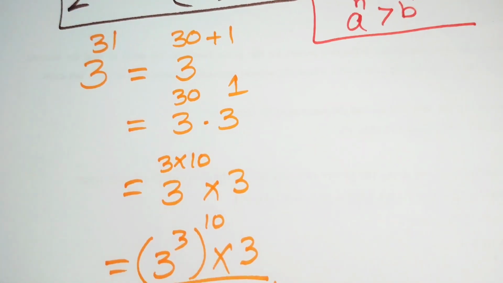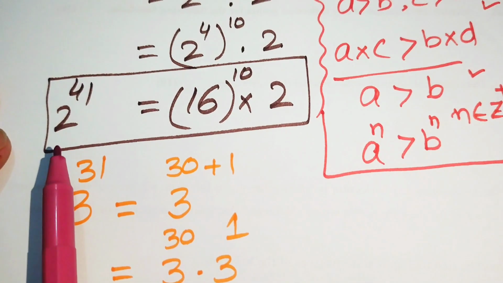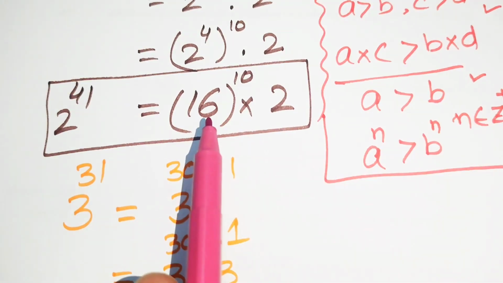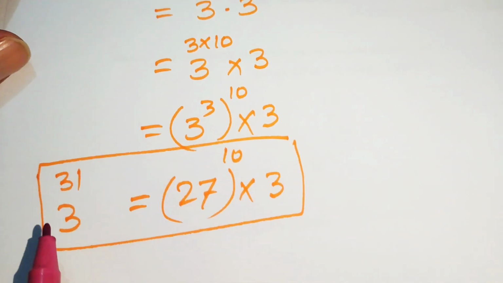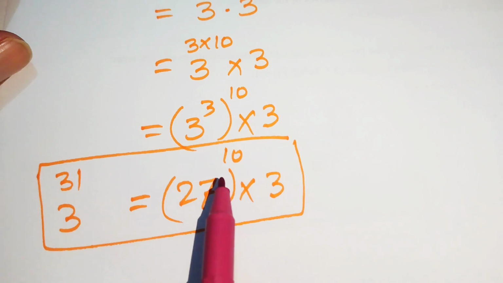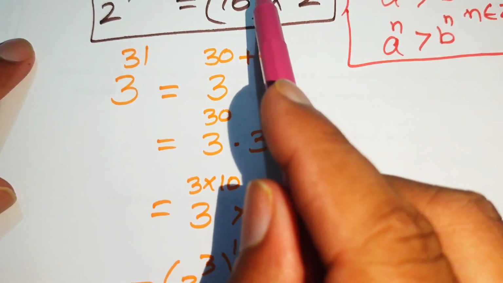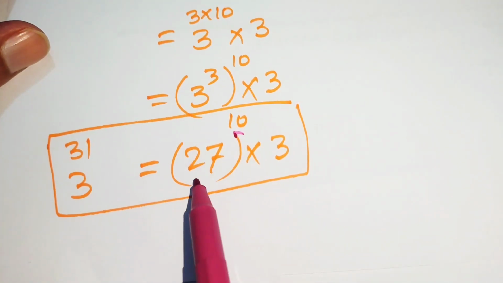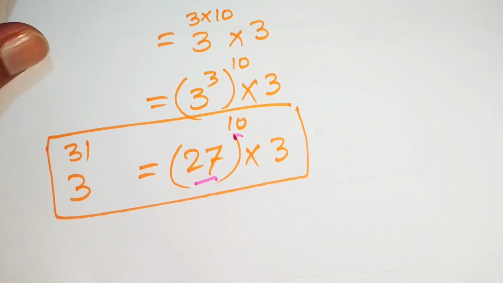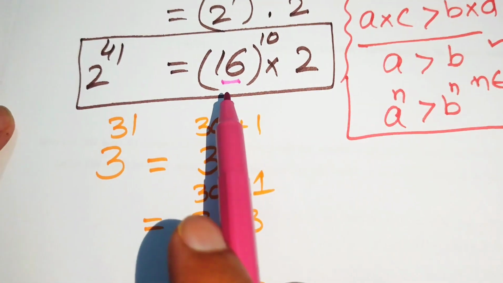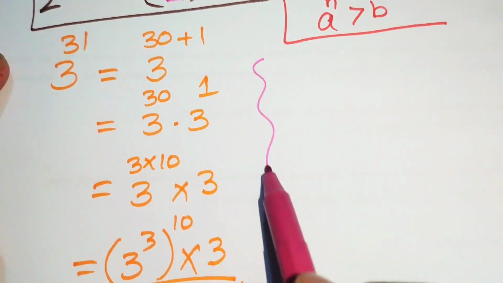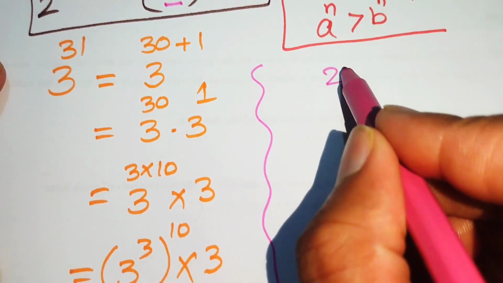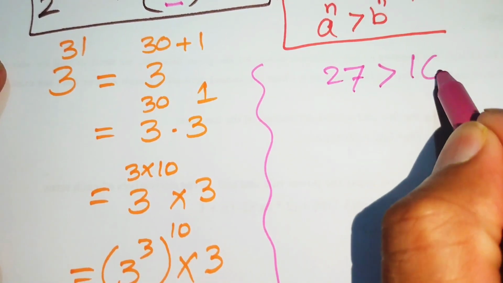So here first we compare both of the sides. The simplified form of this term is 16 to the power of 10 times 2. The simplified form of 3 to the power 31 is 27 to the power of 10 times 3. So the exponent is 10 and its base is 16, and the exponent is 10 and its base is 27. Now first we compare these two terms, 27 and 16, and we say that 27 is greater than 16.